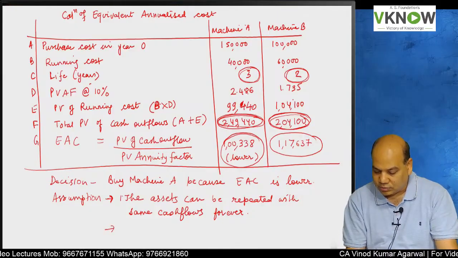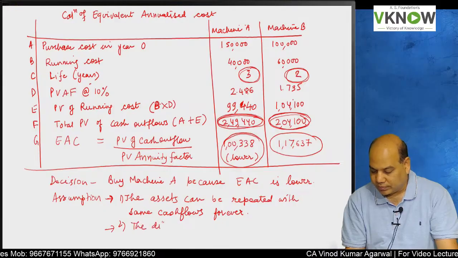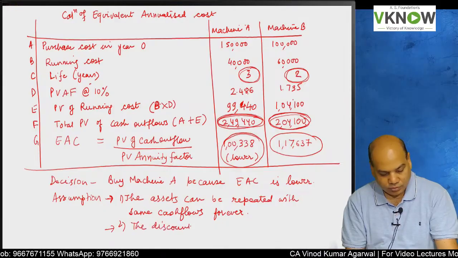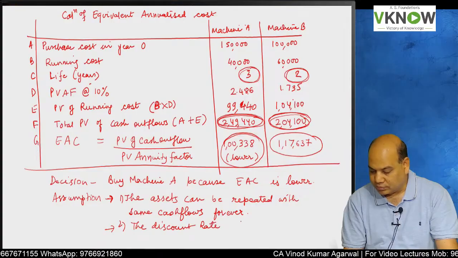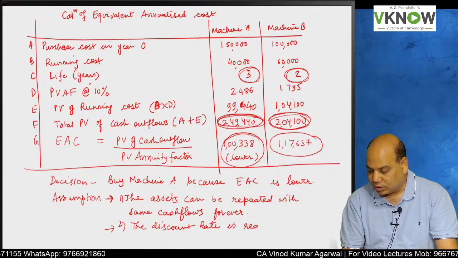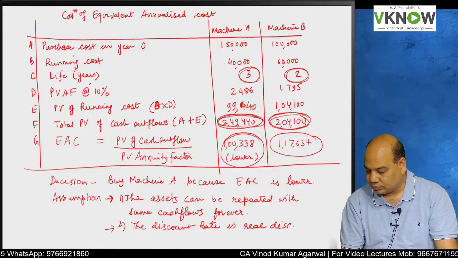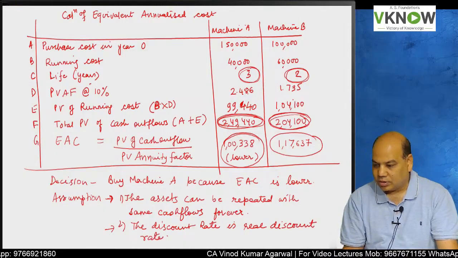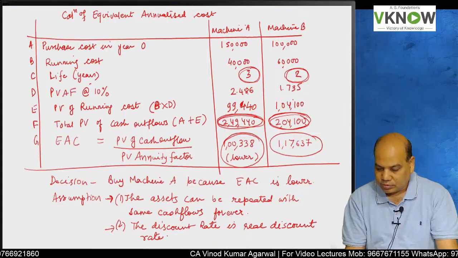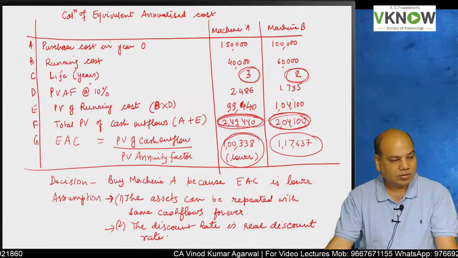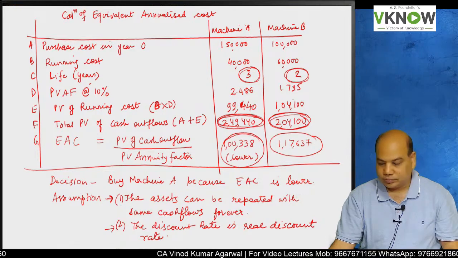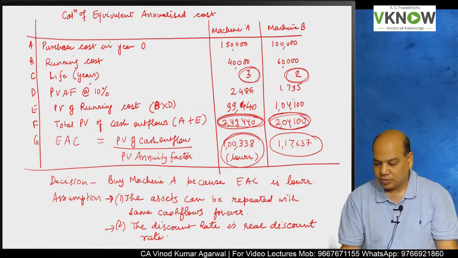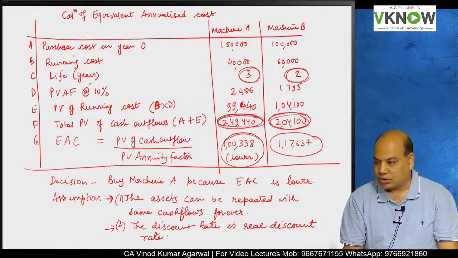Second assumption, write down: the discount rate is real discount rate. Cash flows are real, so the discount rate should also be real. Okay, so that is the answer of this question.